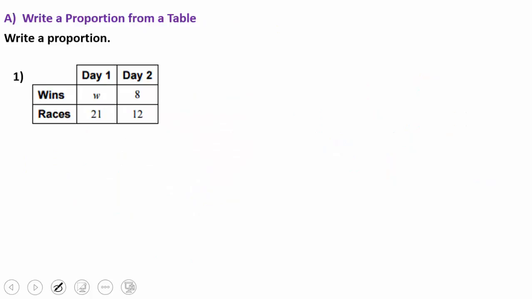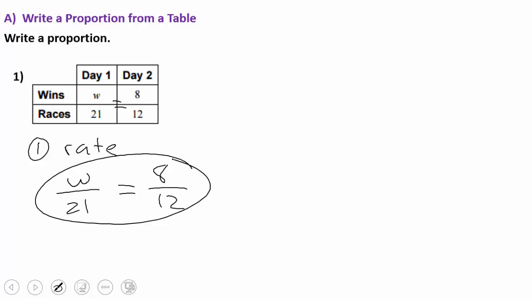However, we are going to practice writing from a table, so our first example today is going to be write a proportion using the table, and I'm going to do it both ways. The first one is going to be the rate way, and I'm going to write my proportion template, and I know if I just stick an equal sign in there, I can go W over 21, 8 over 12, and I'm done. It's really that straightforward.